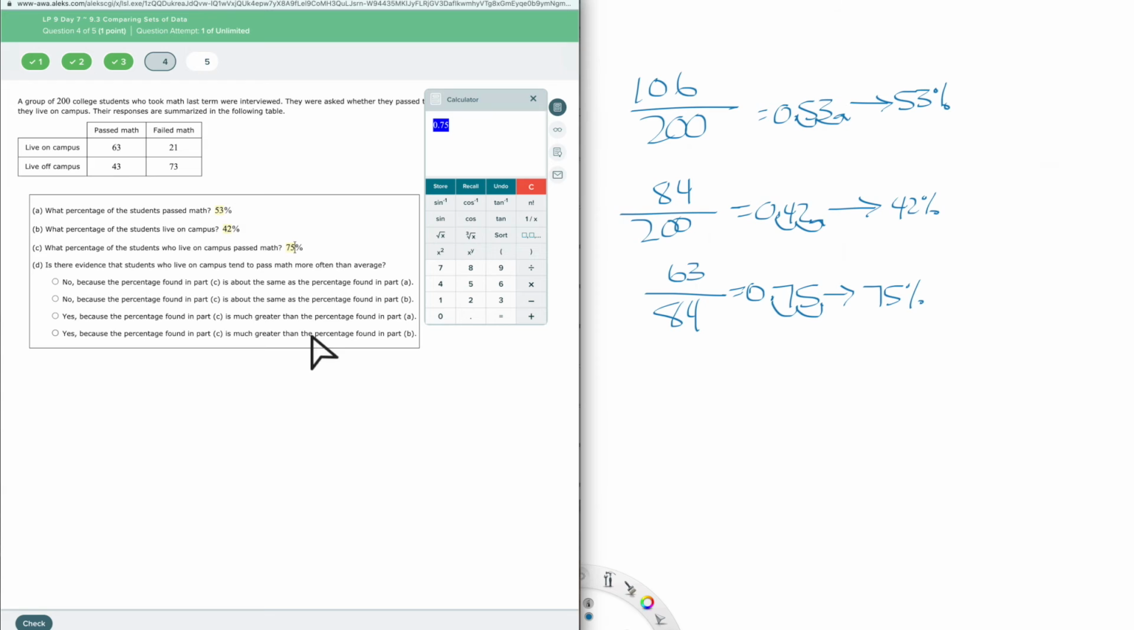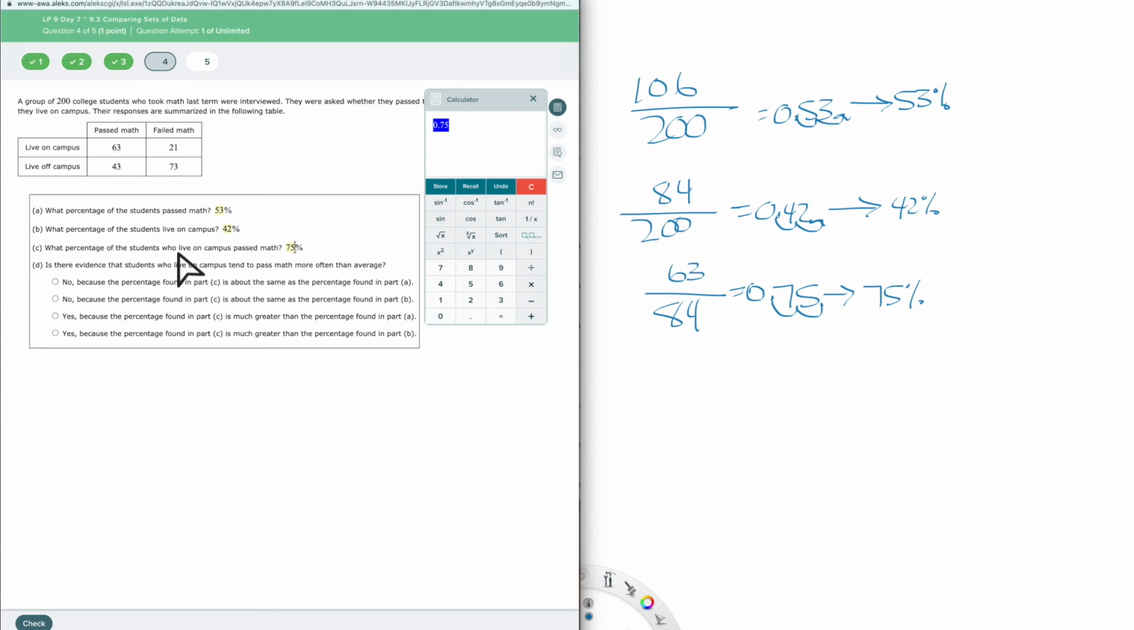What we have to do is make a decision. Which one actually tells us the answer, or which directs us to the point of the answer we're trying to make. So is there evidence that students who lived on campus, so these students here, tend to pass math more often?